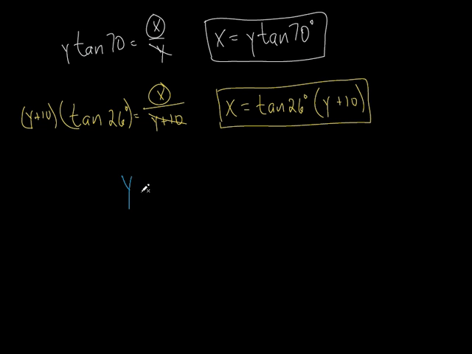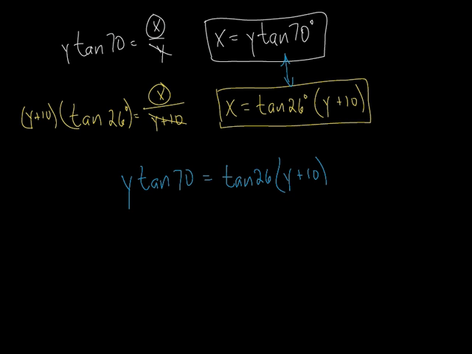I'm going to go y equals, I'm sorry, not y equals, what am I doing? They're equal to each other. It's just y times the tangent of 70 equals, remember, these are equal to each other because they're both equal to x. So y tangent of 70 equals this thing right here, the tangent of 26 times y plus 10. And guess what I'm going to do? I'm going to do a little bit of algebra, and I'm going to solve for y. That's what I want to get.